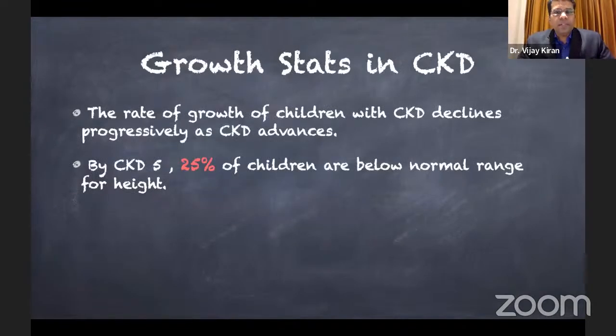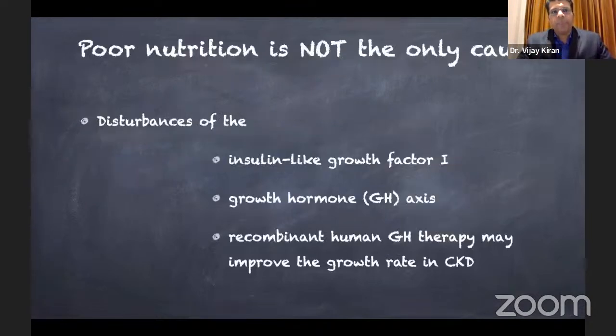Growth statistics in CKD have shown that by CKD stage 5, that is, by the time they are at less than 10 GFR, nearly 25% of the children are below the expected height. And this keeps on increasing as the CKD progresses. So poor nutrition is not the only reason. Other things could also be contributing. This is what we were talking about.